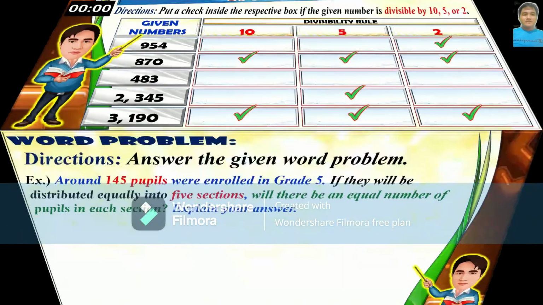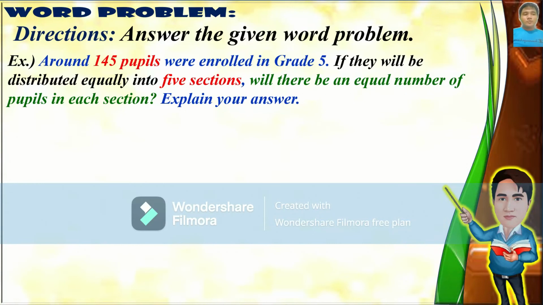For your next activity, you are going to answer some word problems, since that is one of our objectives in this lesson. But let me discuss to you the steps or procedure on how you can get the correct answer in each given problem. In example problem, around 145 pupils were enrolled in grade 5. If they will be distributed in 5 sections, will there be an equal number of pupils in each section? Explain your answer.